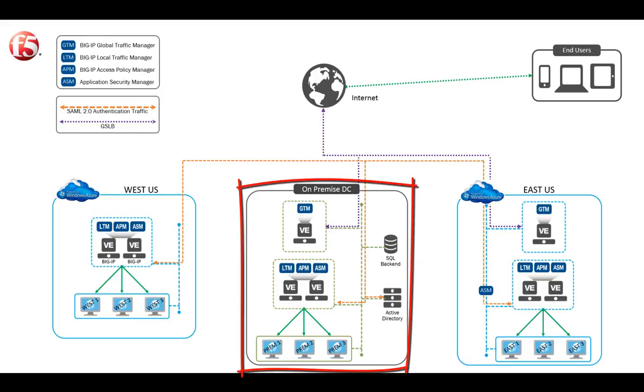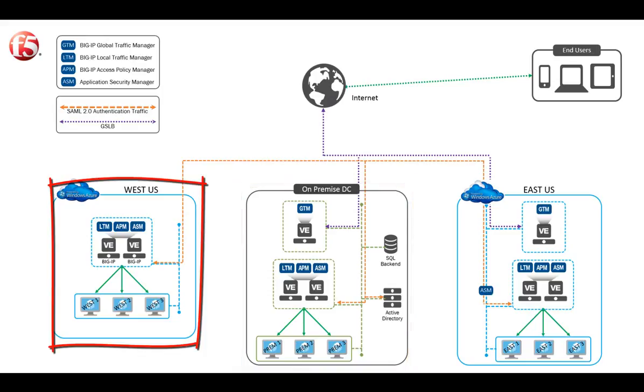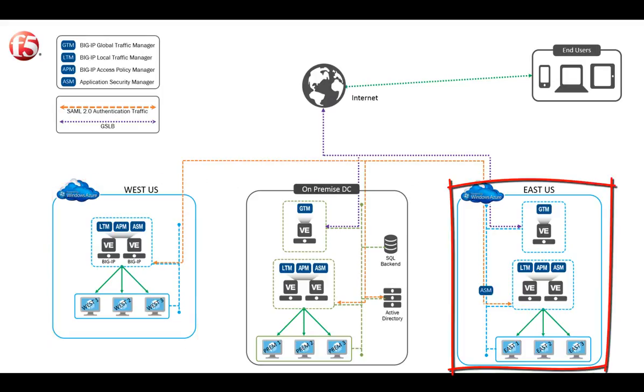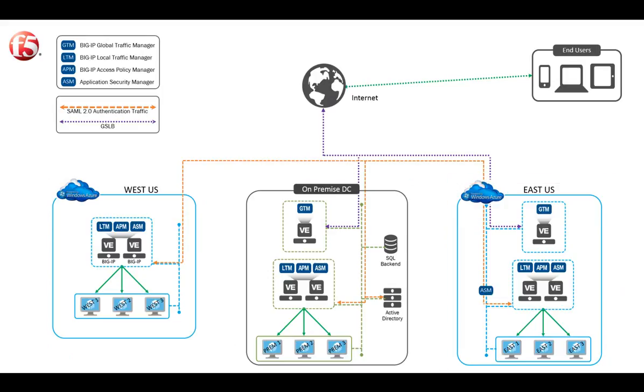We have our on-premise domain controller, or excuse me, our on-premise data center. We have our West Coast Azure environment as well as our East Coast Azure environment. Inside those environments, we are actually providing layer 4 through 7 services. We're doing load balancing, authentication, as well as layer 7 firewall functionality through our ASM. And we're doing that for all the environments.